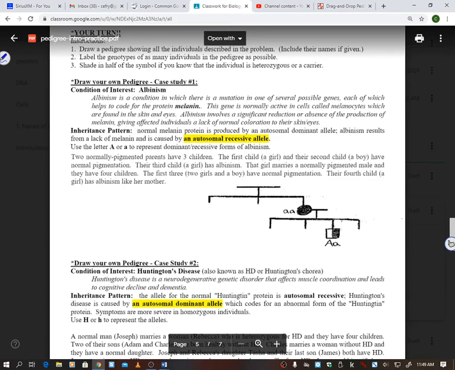So this is going to be us doing this ourselves. We're going to draw the pedigree, we're going to label the genotypes, and we're going to shade in the symbols. I'm going to half shade if they are carriers. And they did that on this one. You can see where they did right there.